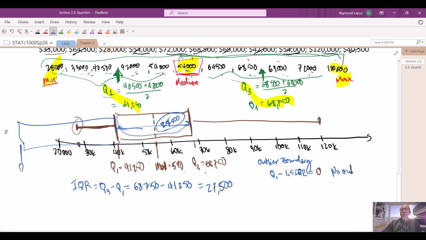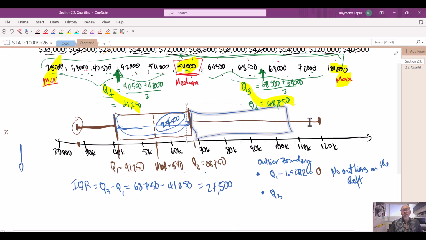So there are no outliers on the left side. Let's check the other one. We have Q3. This time we're taking that box that we were playing around with and moving it over here. Just visually it looks like there's the 120K sitting out there, but let's actually compute it. This time we add 1.5 because we're starting from Q3 and going to the right. We'll add 1.5 times IQR. And what is that going to be?